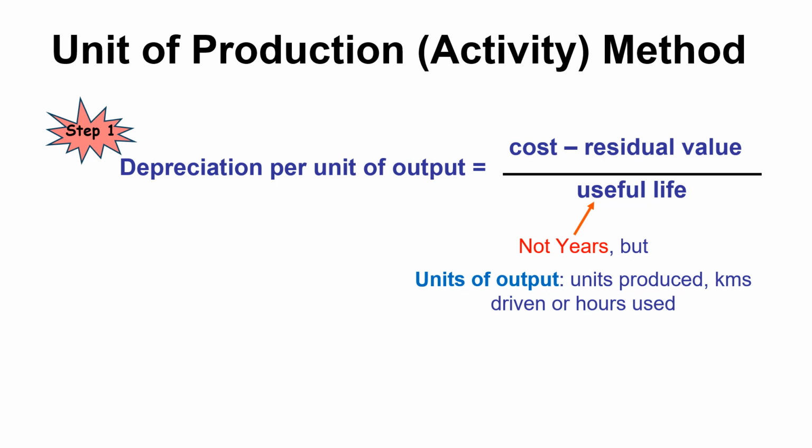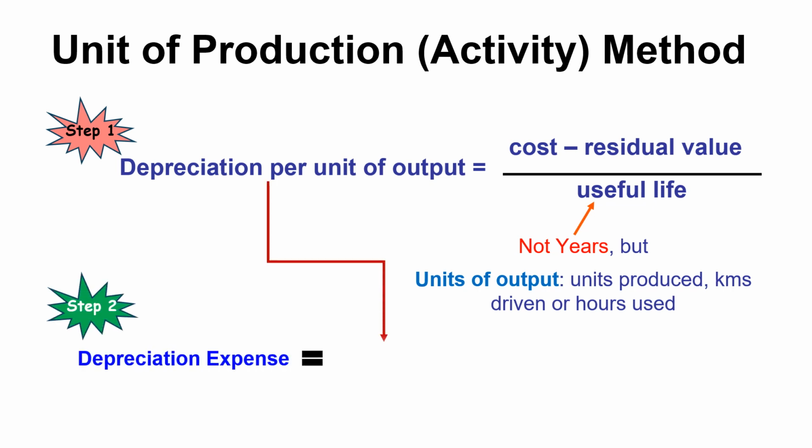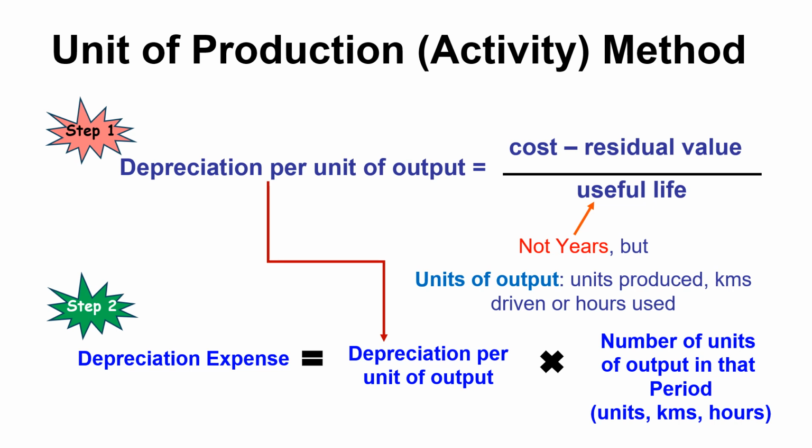Once we calculate the depreciation per unit of output, that is per unit produced, per kilometer driven, or per hour used, we can then calculate the depreciation for the period. That is in step 2. So in step 2, we take the depreciation per unit of output and multiply it with the number of units of output in that period. In other words, how much this asset is used in each period. So that means how many units are produced in each period, how many kilometers the asset is driven in each period, and how many hours the asset is used. We take that usage and multiply it by the depreciation per unit of output.